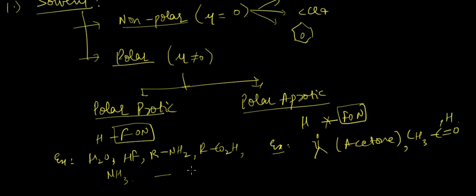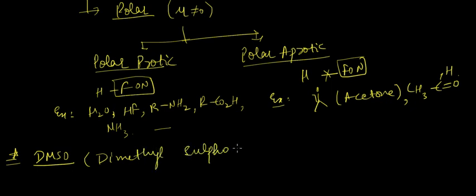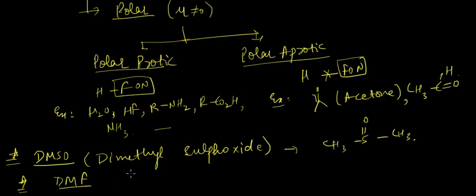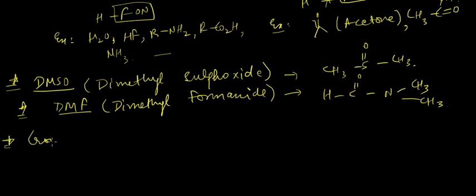Okay, now let us talk about one important solvent, which is called DMSO. DMSO is nothing but dimethyl sulfoxide, and the structure is, okay. We have something known as DMF. DMF is nothing but dimethyl formamide, and it is nothing but this, dimethyl formamide. Okay, now we'll talk about something about crown ether.